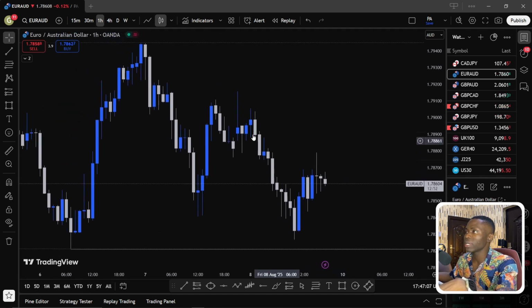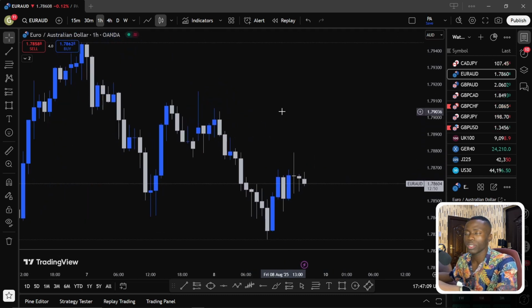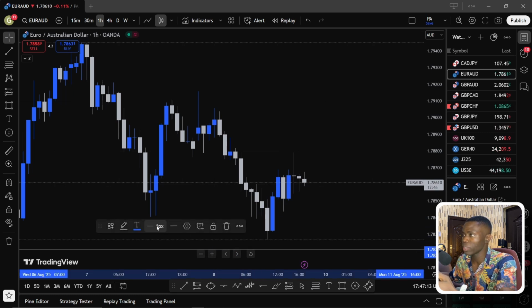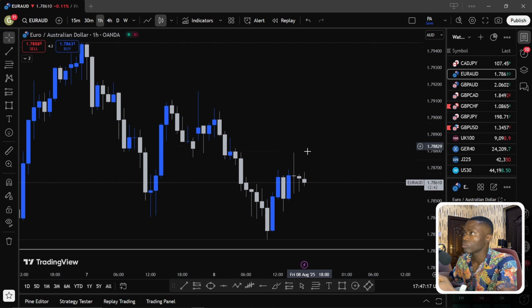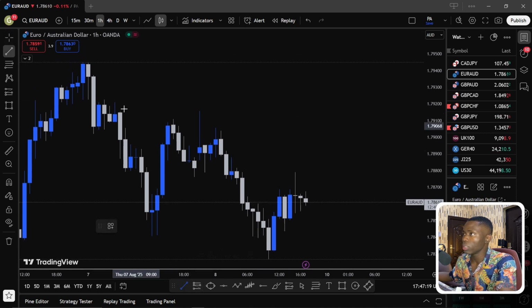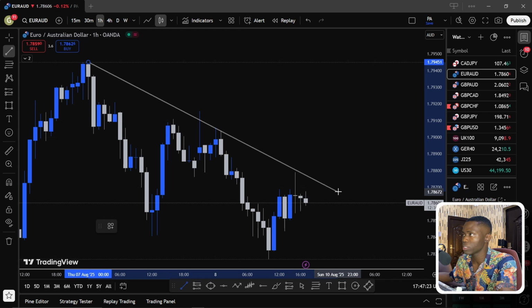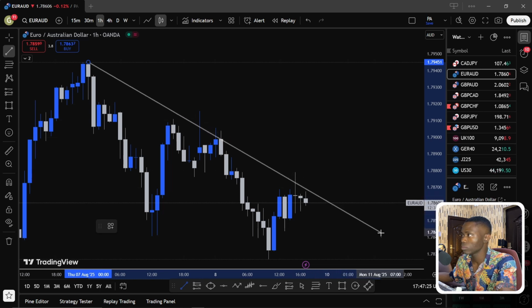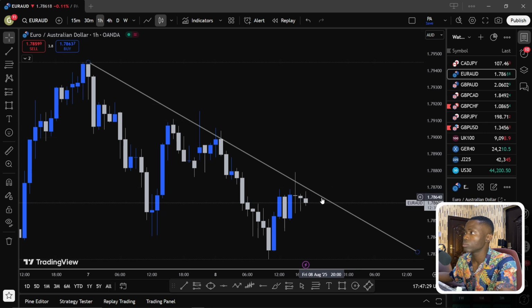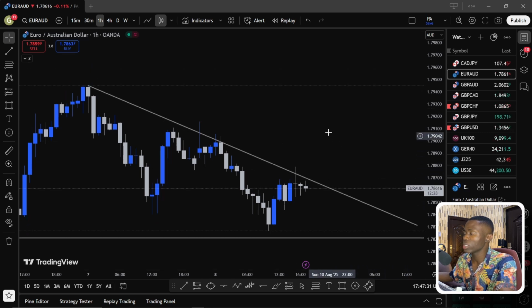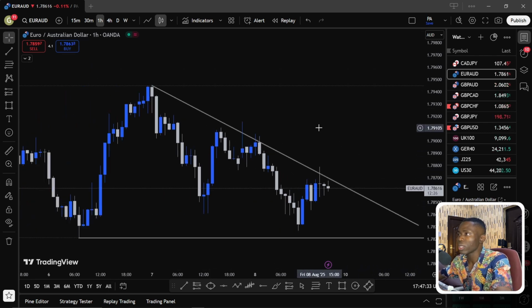Once we look at it like this, the next thing we need to consider is the trend. Which direction is the trend going? Let me just make this a bit bolder. Next, we basically draw our trend line on the current market movement. Now, here is the trend line. We can clearly see that this market is actually moving downwards.